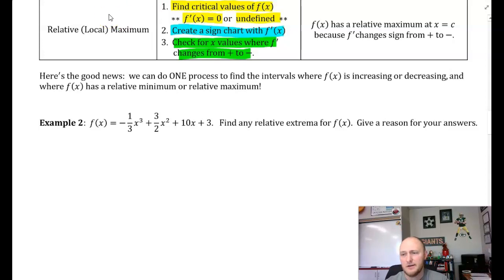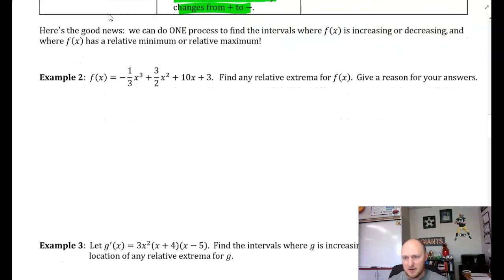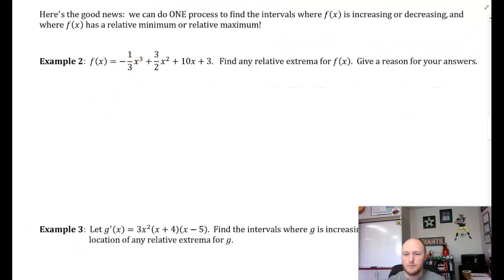Okay, so let's look at example number 2. F of x equals negative 1/3 x cubed plus 3/2 x squared plus 10x plus 3. Find any relative extrema for f of x. Give a reason for your answers.